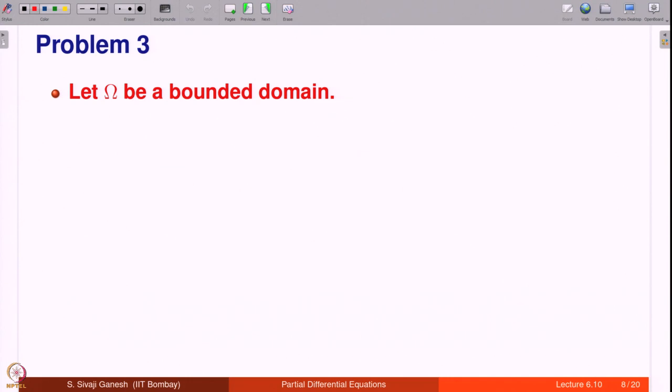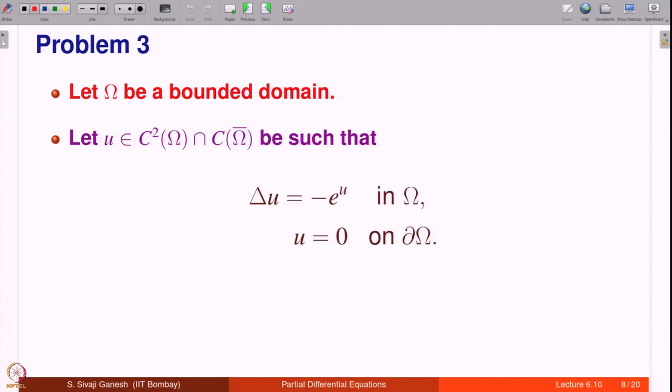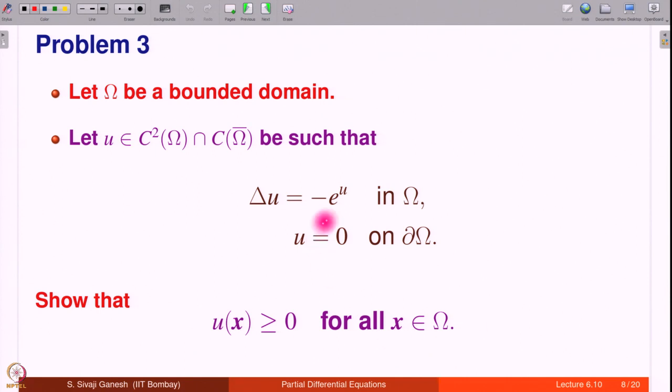Problem 3. Let omega be a bounded domain, let u belong to C2 omega intersection C of omega bar be such that Laplacian u equal to minus e power u in omega and u equal to 0 on boundary of omega. Show that u of x is greater than or equal to 0 for all x in omega. So how to solve this problem? We know nothing about these kind of equations, right? This is actually a nonlinear equation, or if you want to be milder, semilinear equation. But then we have no idea how to handle this.